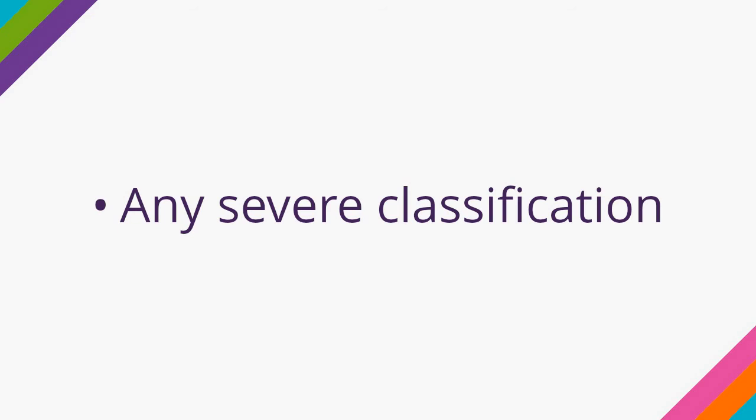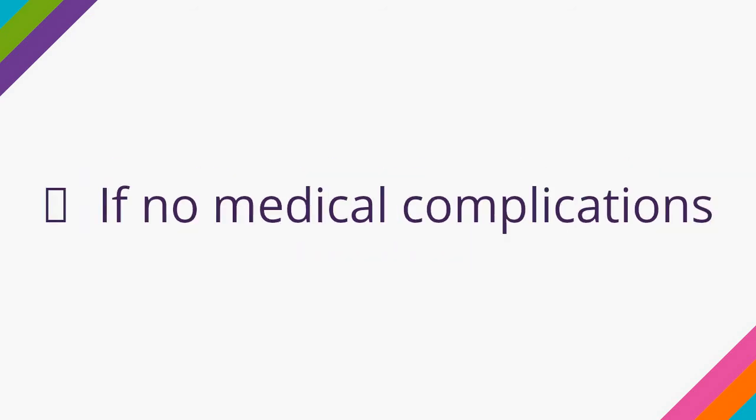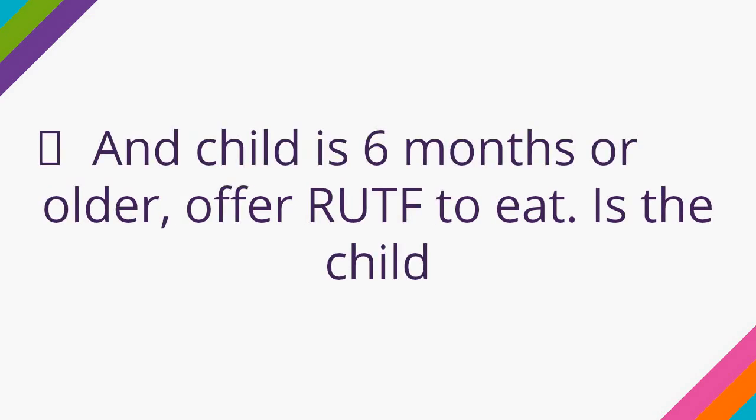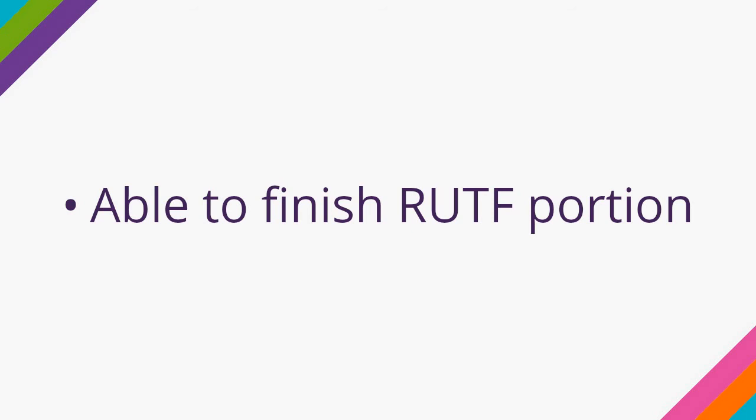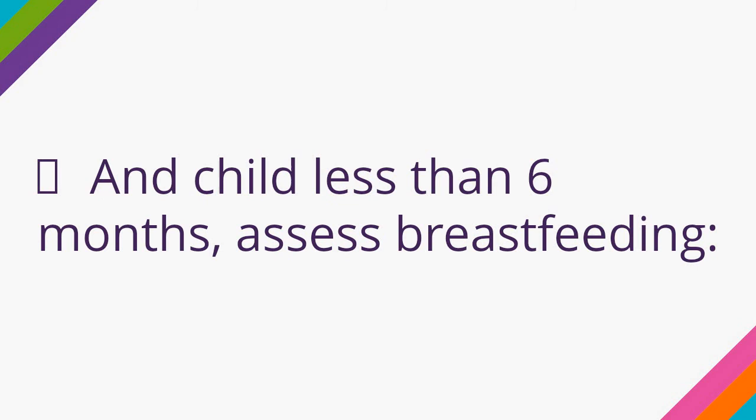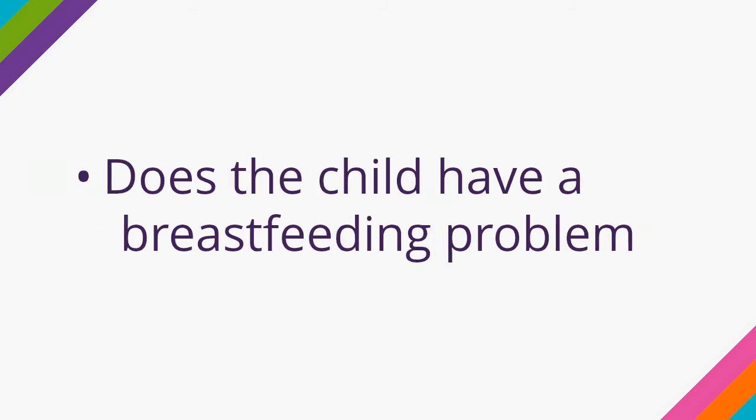chest indrawing, or if no medical complications, and the child is 6 months or older, offer something to eat or some kind of formula to the child. So if the child is not able to finish the foods that you are giving, even feeding using an NG tube can be done. A child less than 6 months, you can assess breastfeeding and see if the child has a breastfeeding problem or other prevailing conditions.